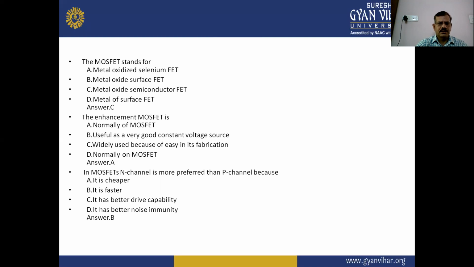In the next question, the enhancement metal oxide semiconductor field effect transistor is: option A, normally off MOSFET; option B, useful as a very good constant voltage source; option C, widely used because of ease in its fabrication; option D, normally on MOSFET. So the enhancement metal oxide semiconductor field effect transistor is option A.